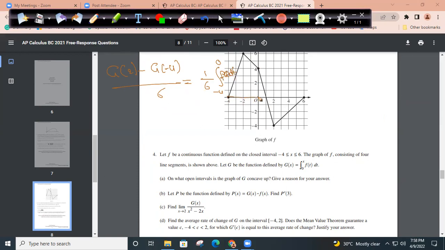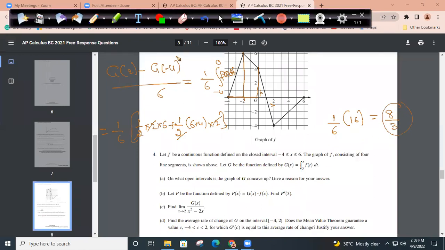Means I need to find this area because this area is 0. So this can be divided into a triangle and a trapezium. So area of the triangle is 1 by 6 into half into base is 2 into height, plus trapezium is half into sum of the parallel sides, which is 6 plus 4 into 2. 2 and 2 get cancelled. So 1 by 6 into 16. Sorry, I just took 3, which is 16 by 6, which is 8 by 3. So G of 4, the average rate of change between -4 to 2 is 8 by 3.